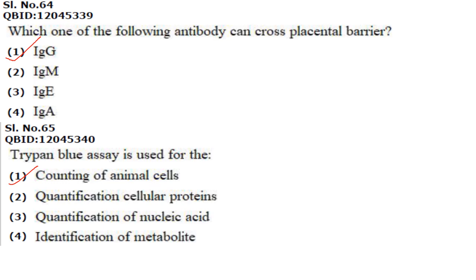Then trypan blue assay is used for. So trypan blue is used to color dead tissues or cells selectively. So it will color dead tissues. So it can be used for counting of animal cells. So answer is option 1.